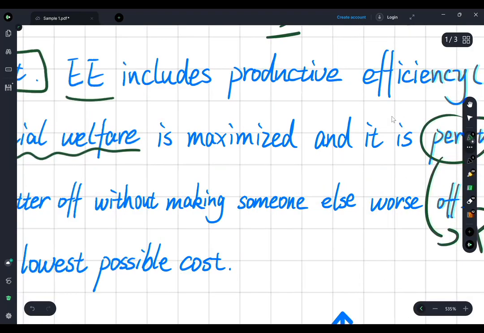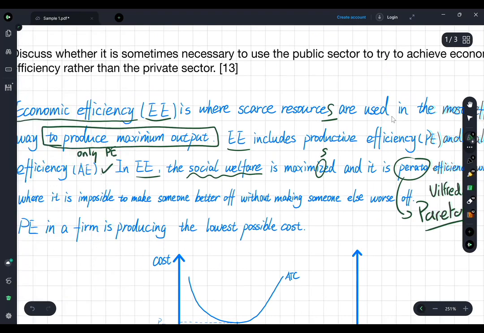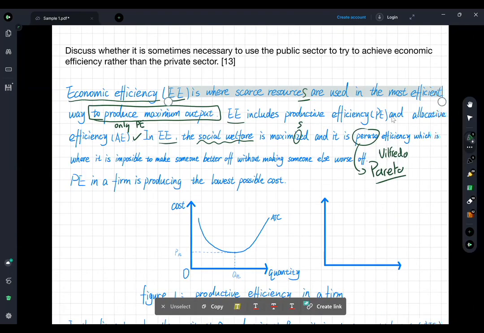"So in economic efficiency, the social welfare is maximized." There's no clear definition of social welfare, but it's not required to define it. Because it is Cambridge, we should use British English, not American English, so maximised in British English is with an S. "And it is Pareto efficient, which is impossible to make someone better off without making someone else worse." To be honest, I'm not sure whether it is extremely useful to talk about Pareto efficiency. You could just mention it briefly, but what usually matters really is allocative and productive efficiency.